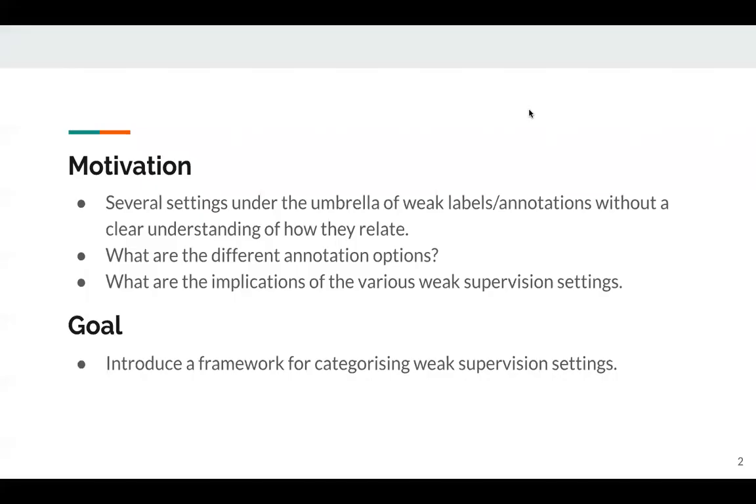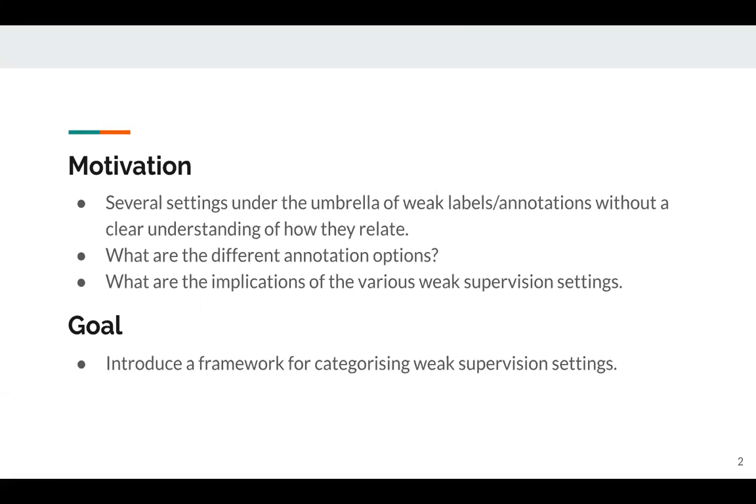This is joint work between people at the University of Bristol and University Carlos III of Madrid. In this work, we focus on the case of datasets with imperfect annotations or imperfect labels. This can happen for several reasons and can take various forms. While there exist many such settings in the literature, it is not yet well understood how they relate between them.